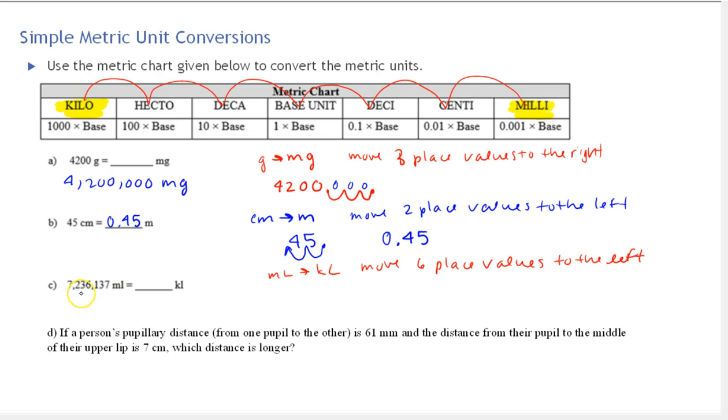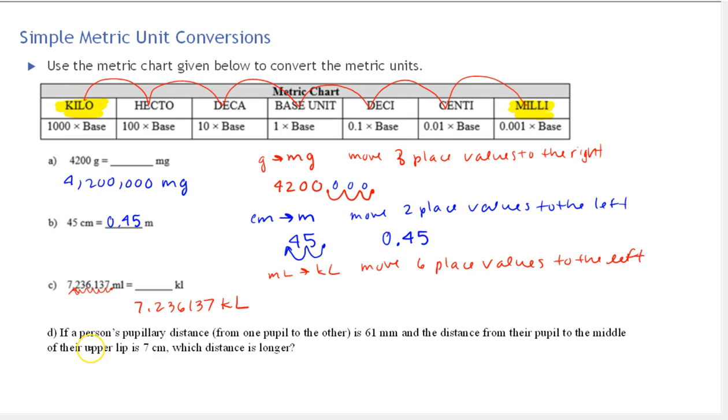So I'm going to do this with this number right here. The decimal point is right here. If I move it 6 places to the left, that's 1, 2, 3, 4, 5, 6, or 7.236137 kiloliters. I think this is a good example of a conversion we'd want to make. Over 7 million milliliters may not have a lot of meaning for people. But when you talk about it in terms of kiloliters, and there's about 7¼ of them, then that's an easier number for us to wrap our minds around.